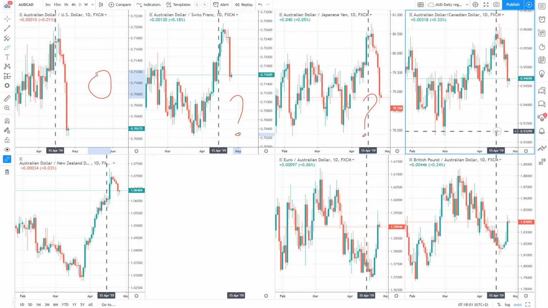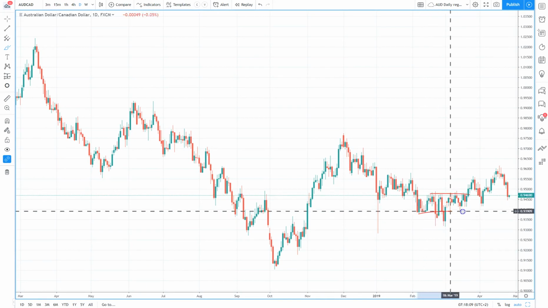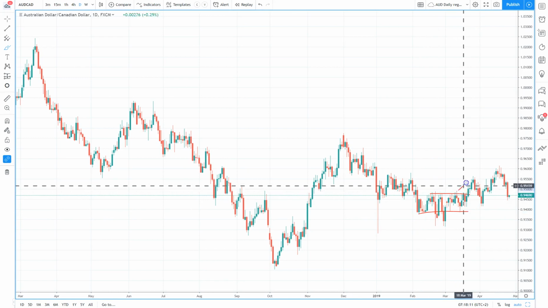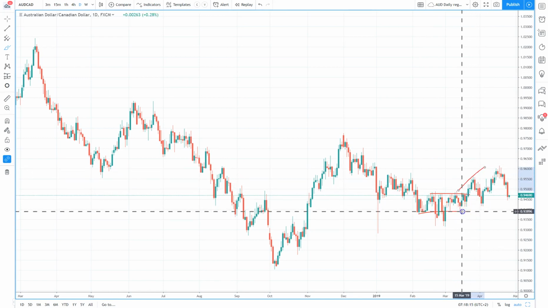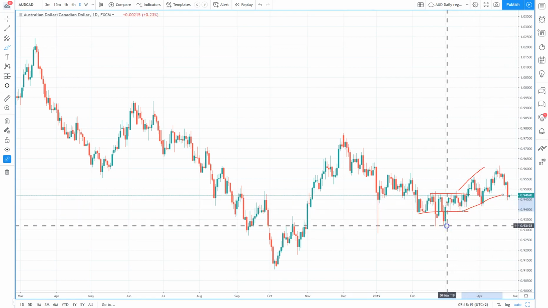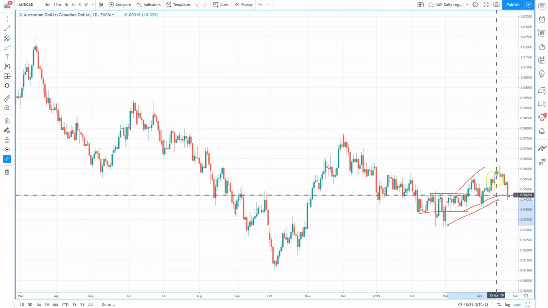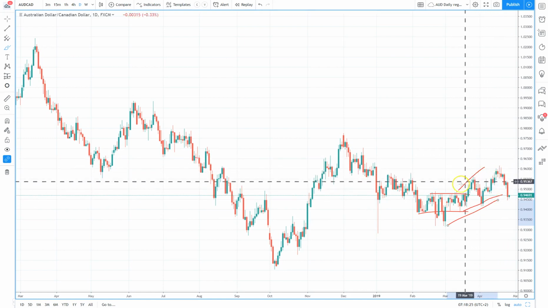Then the next one, Aussie CAD. We're in a range first, and we go into a channel. We draw that range here, and it seems like we're going into a channel like this. I'm guessing not a super nice channel, or maybe it should be drawn like this. And it could be that we're holding inside that channel.